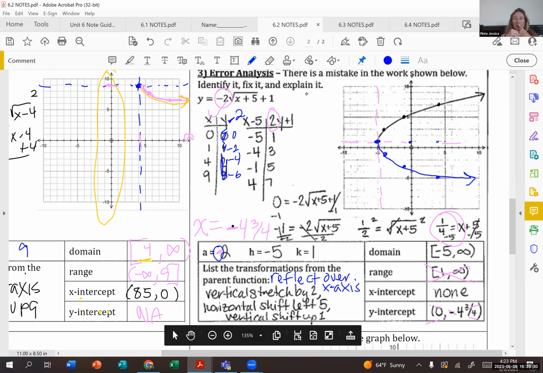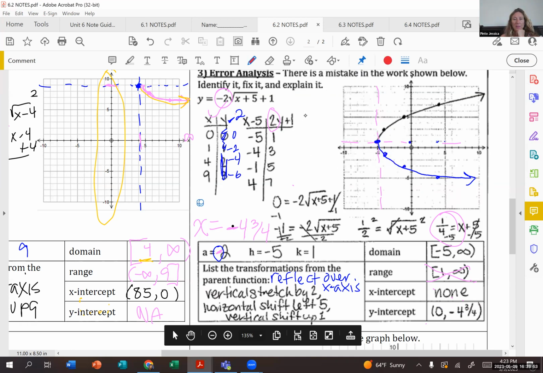Wait, that's the x-intercept? Is it also the y-intercept? No, that's the x-intercept. Oh, look, they put that in the wrong spot. They had the right answer, but they put it for the y-intercept. I didn't even notice that. Okay, so then how do we find the y-intercept?